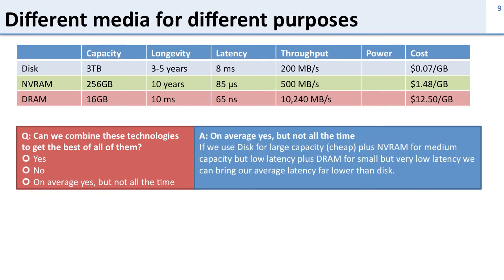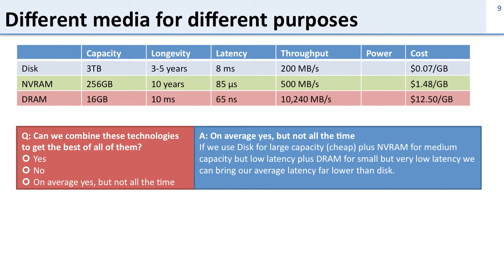And the answer here is yes, on average, but not all the time. So we can use hard disks for their large capacity, because they're cheap. We can use flash or non-volatile memory for a medium capacity and very low latency. And then we can use DRAM to keep very few little bits of information, because it's so much more expensive, but at a far lower latency.